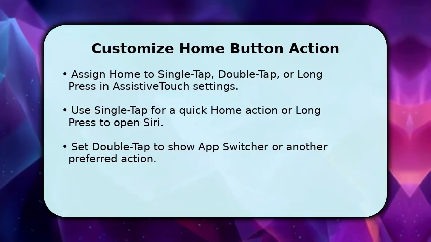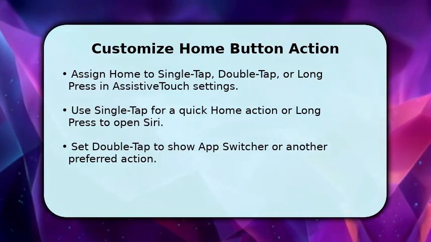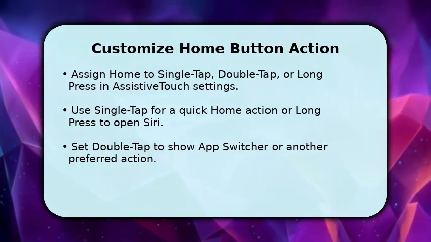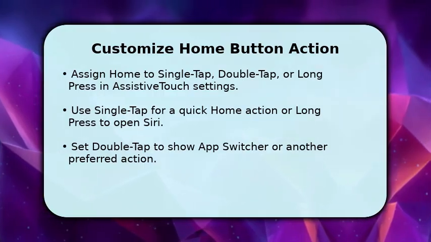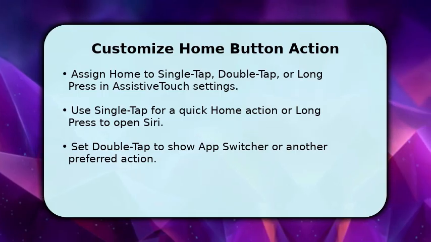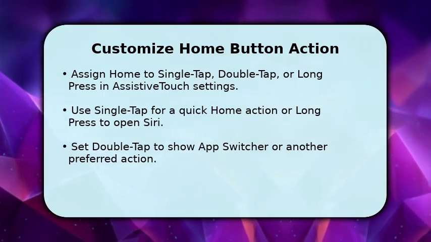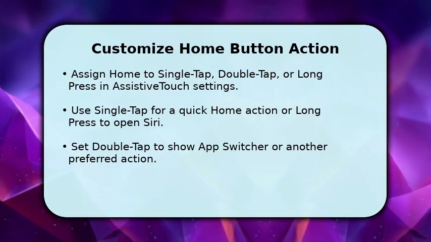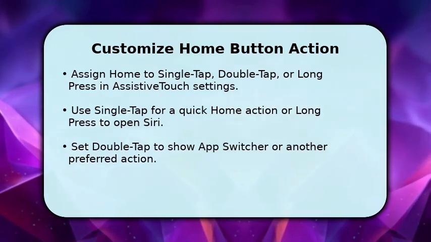For double tap, choose Home or App Switcher, depending on your preferred workflow. Assign long press to Home or to Siri based on how you use your device. Use 3D Touch if available to add another shortcut for home or accessibility features. Each assignment saves instantly, so you can test the action.